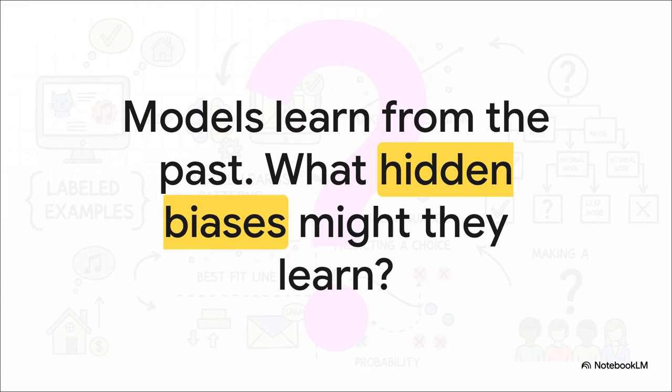And that leads to a final and really critical thought. These models are powerful because they learn patterns from the data we give them. They learn from the past. But what happens if that past data contains hidden biases? Well, the model will learn those biases too, and that is one of the biggest challenges in AI today. Figuring out how these powerful tools might also learn our own hidden prejudices.